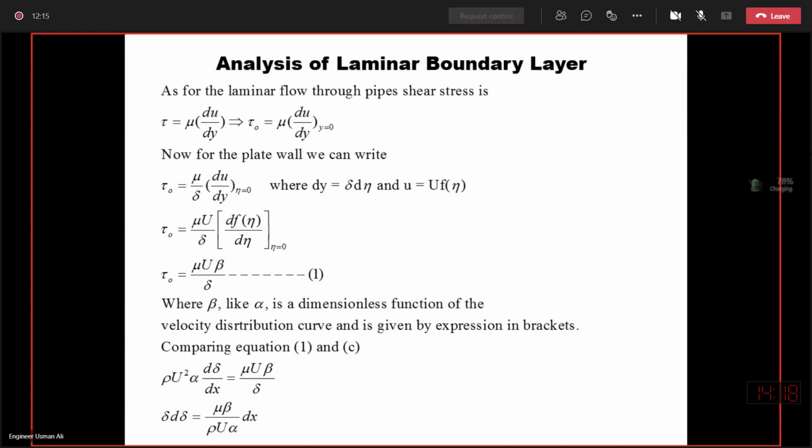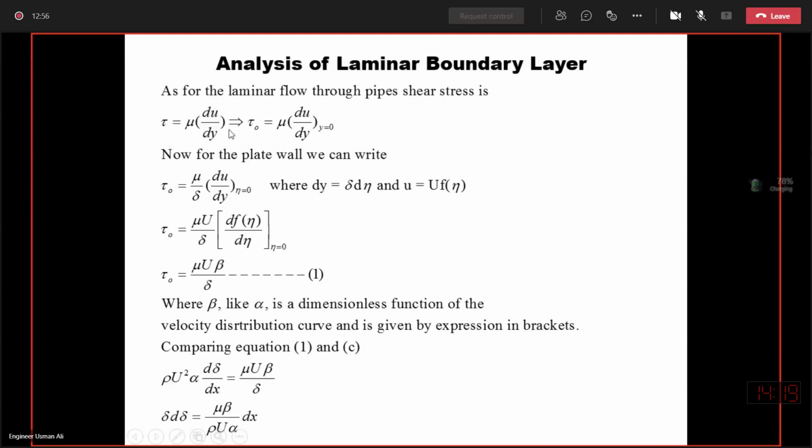Remember this: for laminar flow through circular pipes, the shear stress is given by Newton's equation of viscosity. We will discuss this equation in detail in our next chapter after mid, when we discuss flow through circular pipes. At this point, you should keep in mind that laminar shear stress is given by Newton's equation of viscosity: tau is mu du over dy. Tau is the shearing stress, mu is the absolute viscosity of the fluid, and du over dy is the velocity gradient, mainly within the boundary layer.